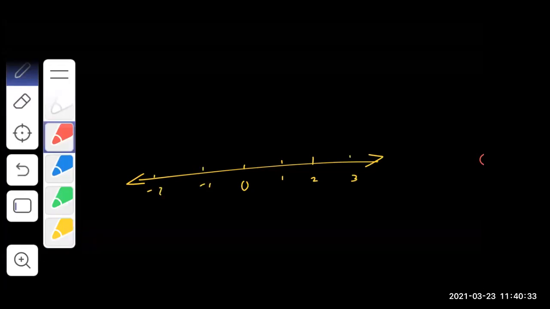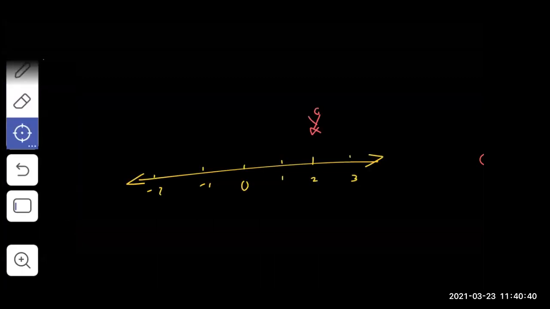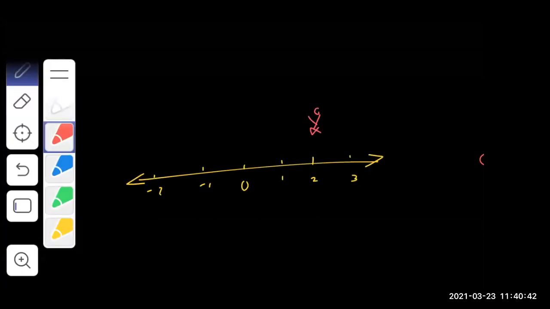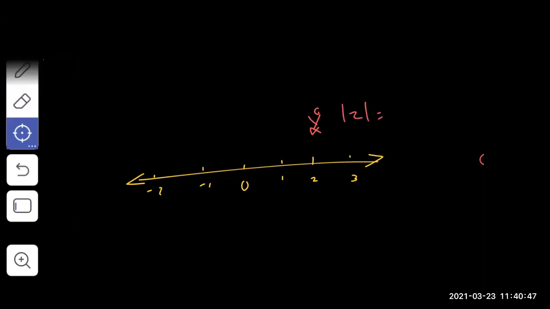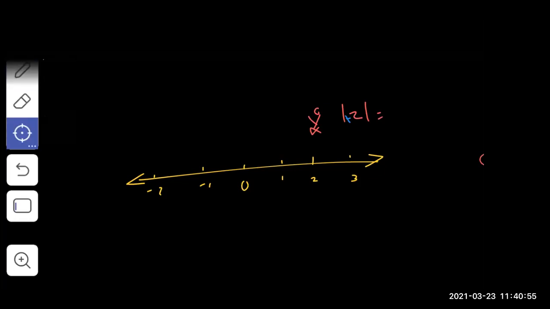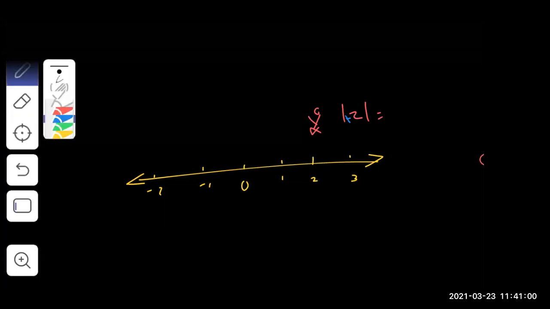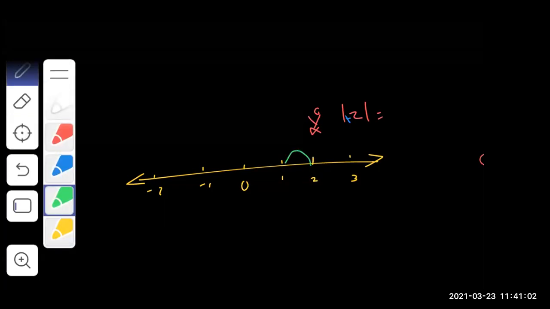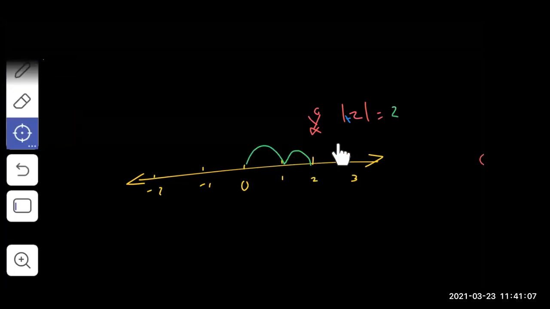If I ask you, what is the distance from 2 to 0? Basically, what I'm asking is the absolute value: what is the distance from the number +2 to 0? Can someone tell me what the distance is? Let's count. Help me out. One, two. The distance from +2 to 0 is 2.